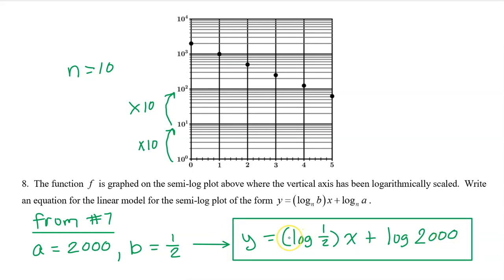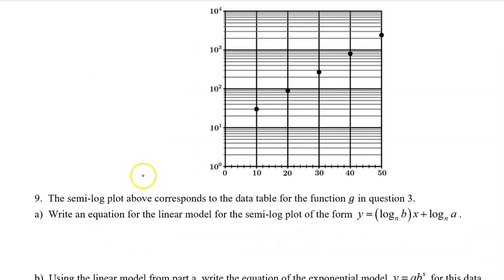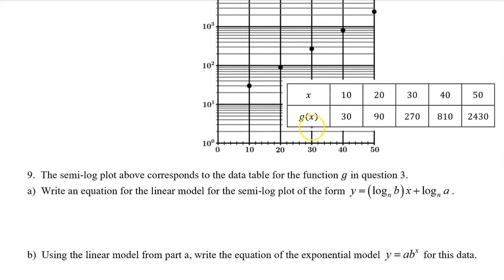So that's it. Number 9. The semilog plot above corresponds to the data table from function g in question 3. And here is that data table.